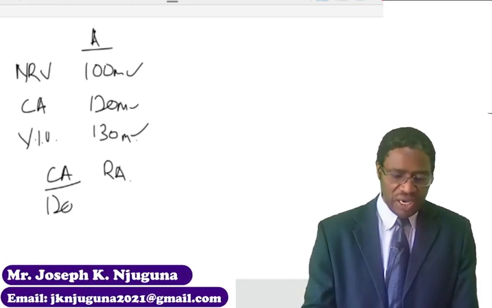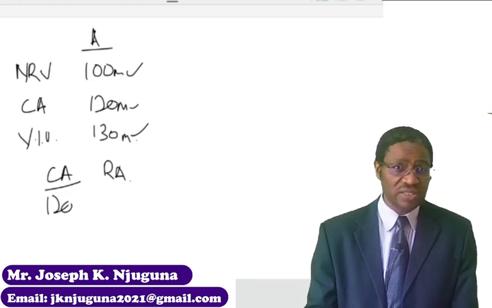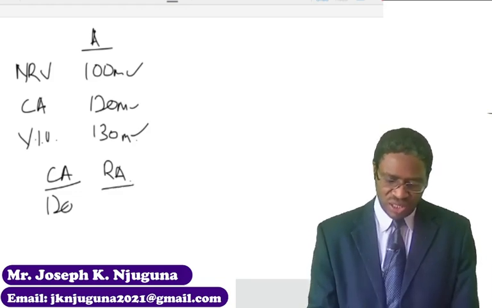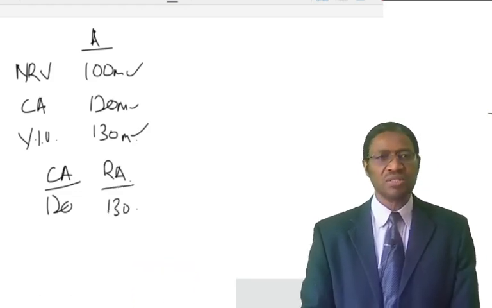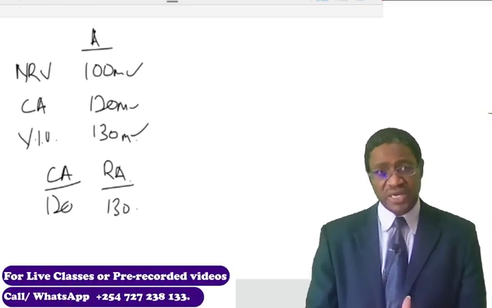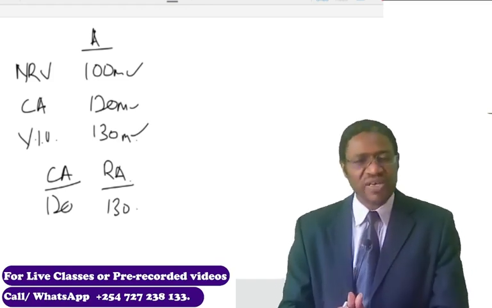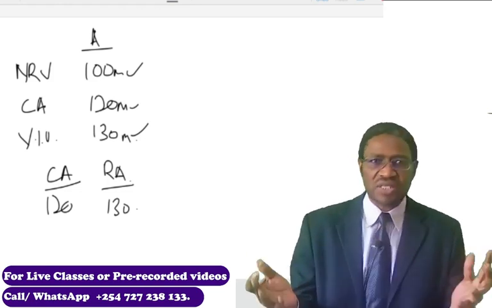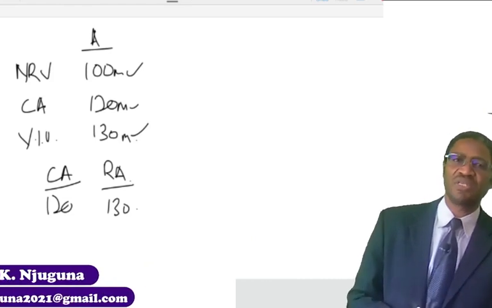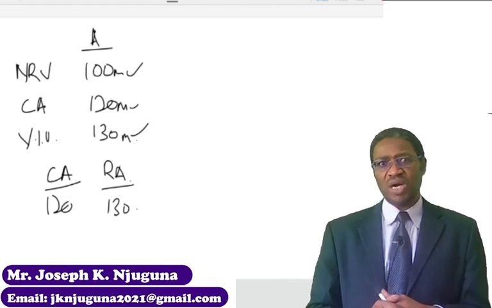So if you compare the net realizable value of 100 with the value in use of 130, it means the recoverable amount is 130. So has the asset suffered? If you compare now that it has a carrying amount of 120, but its recoverable amount is 130, has it suffered? The answer is no, this asset has not suffered any impairment loss. Why has it not suffered?